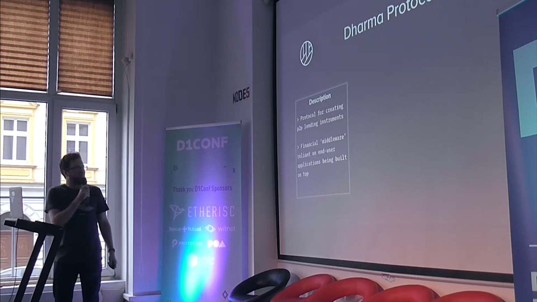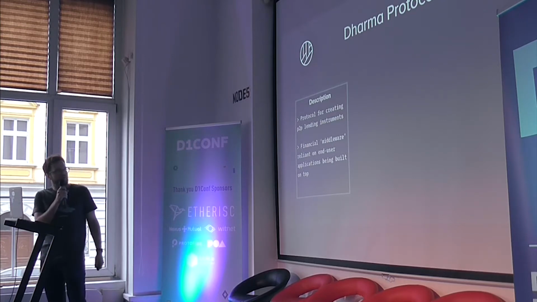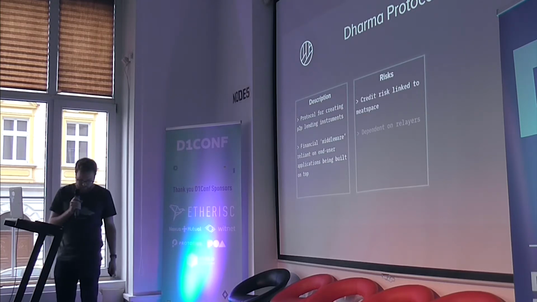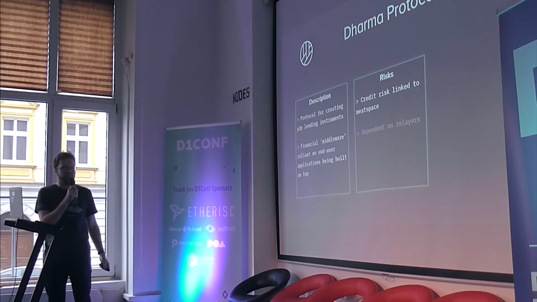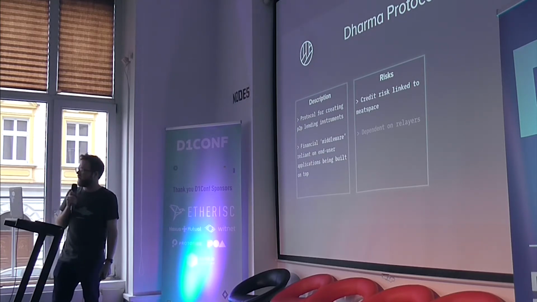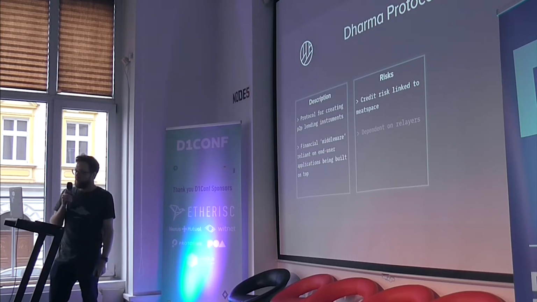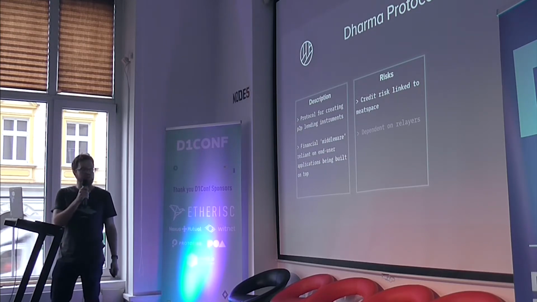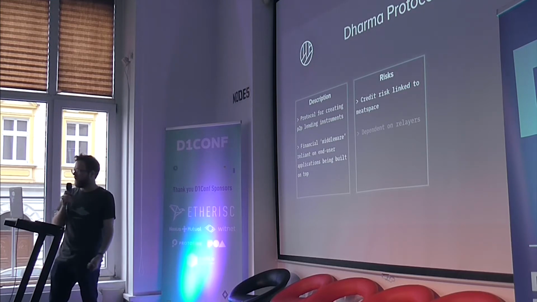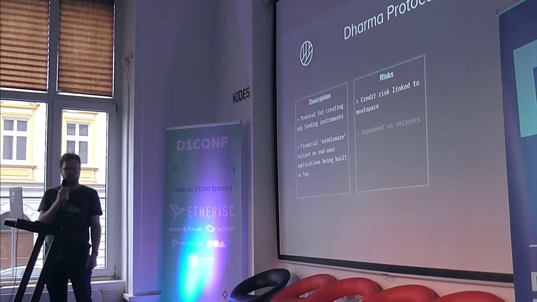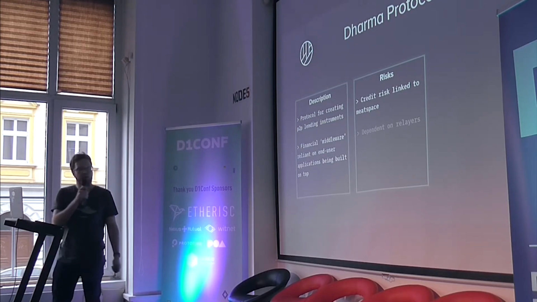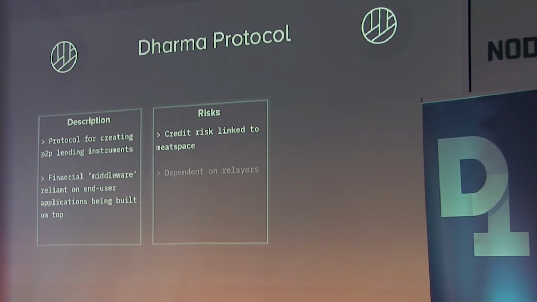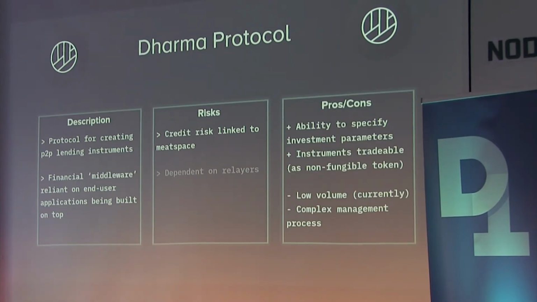Dharma Protocol, also mentioned by Matt earlier. So they're a protocol for creating peer-to-peer lending instruments, financial middleware, reliant on end-user applications being built on top. There are some credit risks here linked to meat space again, so they currently have fully collateralized loans, but over time they hope to do loans that aren't fully collateralized. But this relies on bootstrapping a system of underwriters, and I think the Dharma guys will freely admit that that's not yet in place. But it'll be interesting to see where it goes.